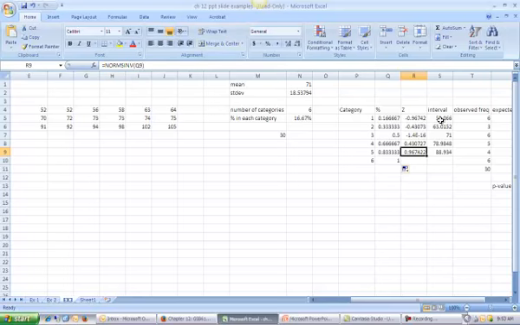Now, my interval. The equation says x bar, which is your mean, plus or minus z times the standard deviation. Okay? So my mean plus my z times my standard deviation.